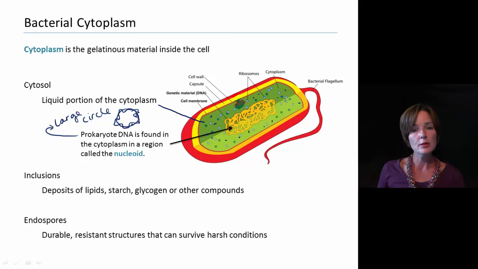Endospores are not always going to be there, but they certainly can be. These are going to be really durable, really resistant structures that can survive a lot of really harsh conditions. And so if it's really dry, they can basically survive and then kind of regenerate somewhat into a new cell when conditions return to something that is going to be favorable.